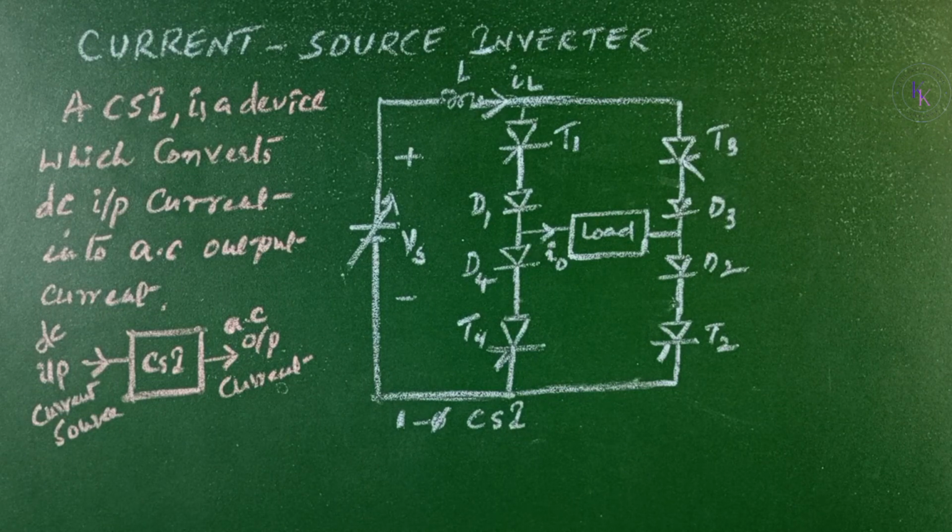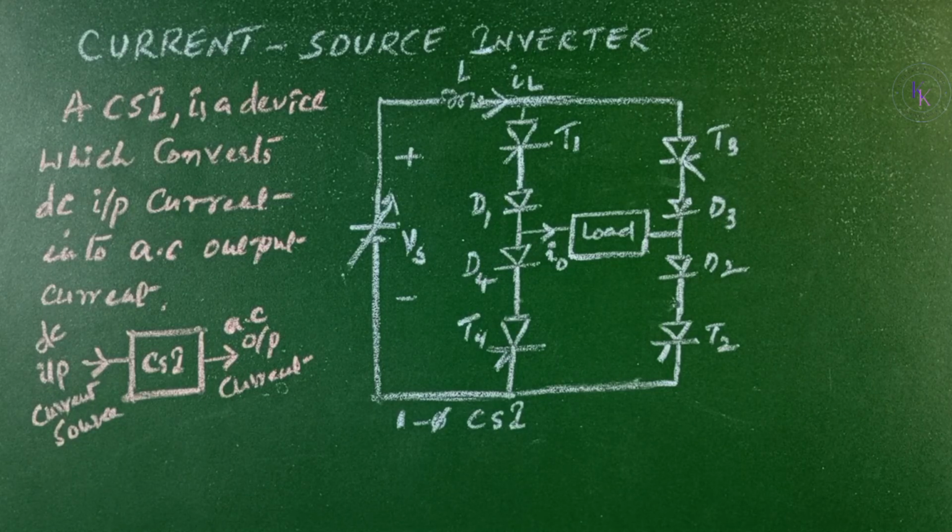In this video, we are going to discuss the current source inverter. A current source inverter is a device which converts DC input current into AC output current. The input behaves as a current source and the output current is maintained constant irrespective of the load on the inverter, and the output voltage is forced to change.